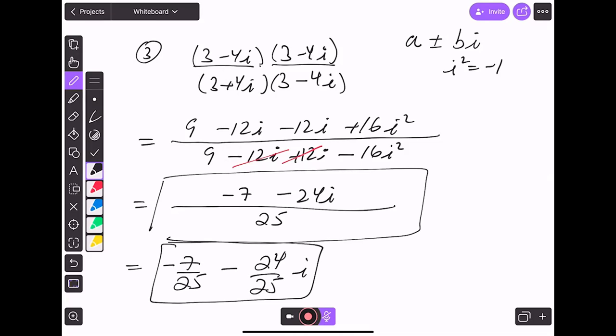In WebAssign, sometimes they ask you what the a is. In this case, the a would be minus 7 25ths, and they ask you what the b is. And in this case, the b would be minus 24 25ths. My recommendation is look at the answer key, and I'm hoping you're staring at the answer that we want you to get, which is minus 7 25ths, minus 24 25ths of an i. Okay, good. Number 4.